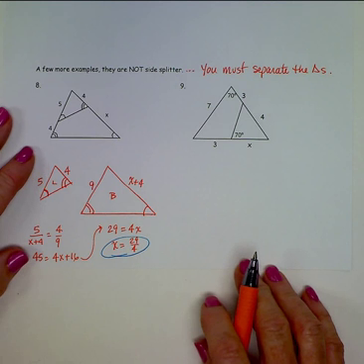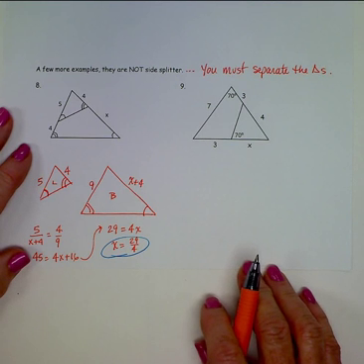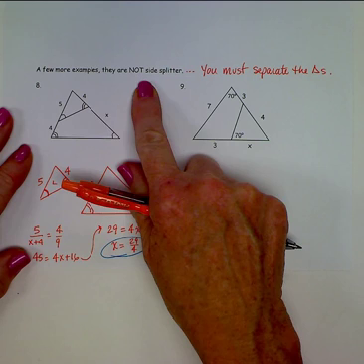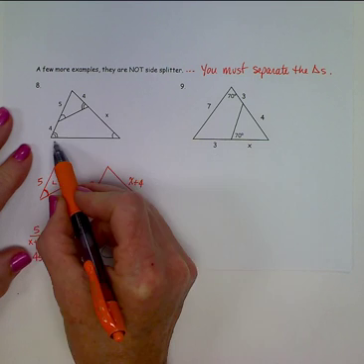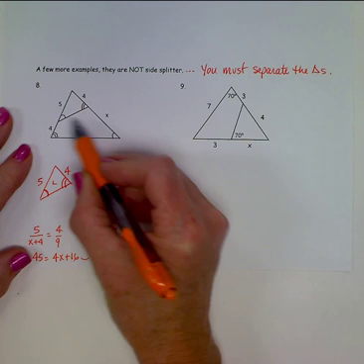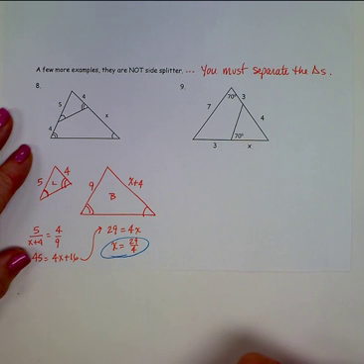Okay, and you know this is not side splitter for 2 reasons. 1, I told you they weren't side splitter, and 2, clearly this side is not parallel to this side, and I have no markings on there, so you cannot assume parallel.